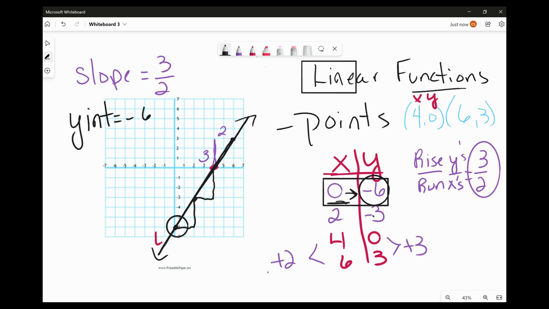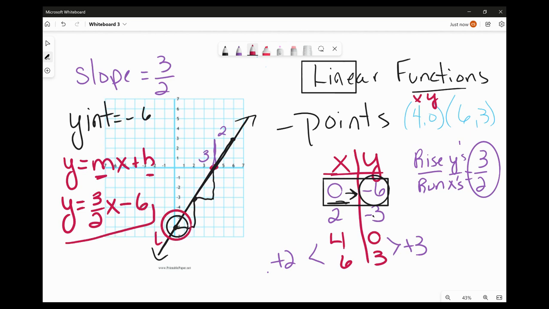And now I can make it into slope-intercept form of the equation, which means y equals mx plus b, and all I do is plug in the slope and the y-intercept. So in this case, the slope is 3 over 2, and I put that with the independent variable, which is x. And the y-intercept, again, is negative 6, so I'm just going to write minus 6. And that's the equation form.